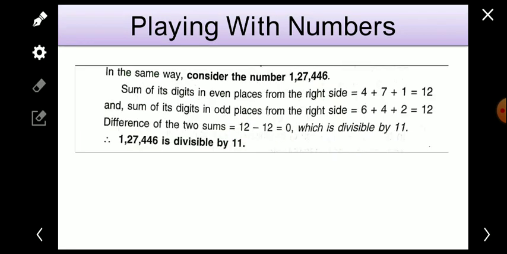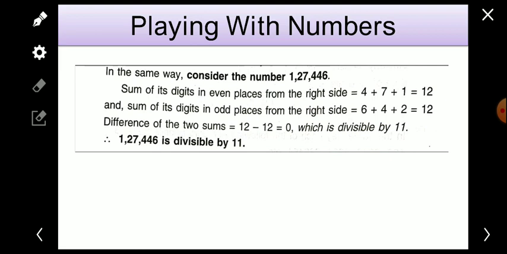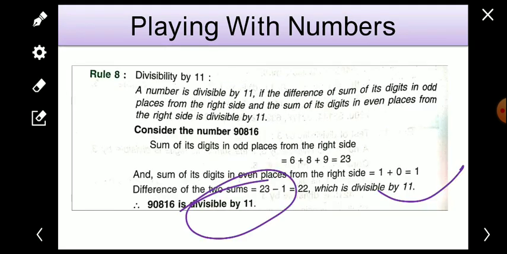In the same way we can consider this number also. We get the sum of the digits at the even places, which is 12. Again we get the sum of the digits at the odd places, which is again 12. If we find the difference, then we get 0. So if the difference is 0, it means that it is divisible by 11. So it is very easy to check whether the number is divisible by 11 or not.